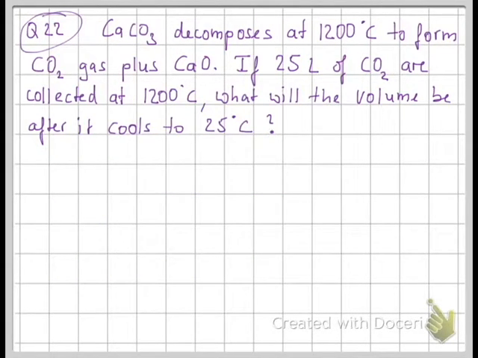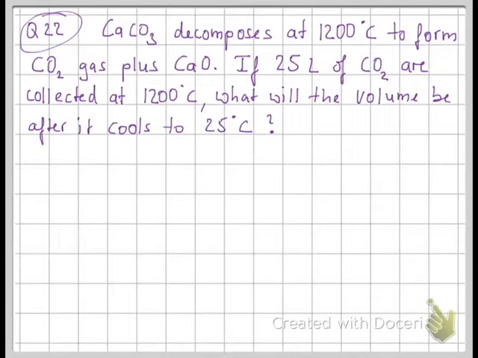All right, on to question 22. That one has a lot of information listed, but it's really not as complicated as it looks at first. So you have calcium carbonate decomposing at 1200 degrees Celsius to form CO2 gas. And that is just the temperature at which it will decompose. And that's what will give you the 25 liters of CO2 that are collected at that temperature. And what will the volume be after it cools to 25 degrees Celsius?